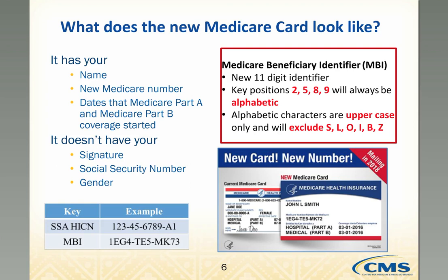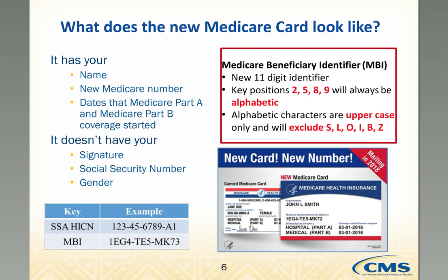So most consumers do perceive the removing of the Social Security number from the cards as pretty positive. And this slide is a comparison of the two cards. They also really still liked the red, white, and blue, so we kept that. The new card has the name of the beneficiary, the 11-digit MBI number, and the dates of Part A and B coverage. The old gender and signature fields have been removed.